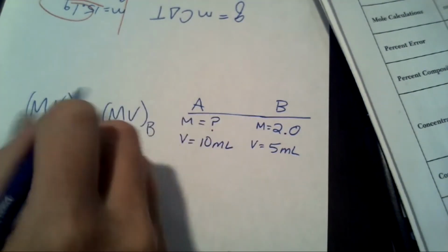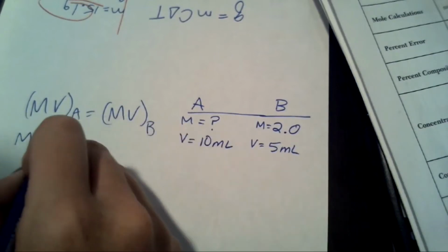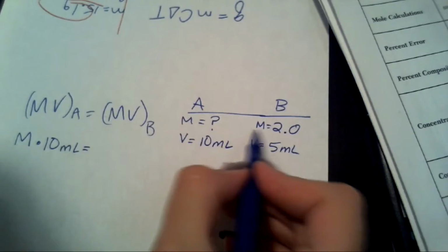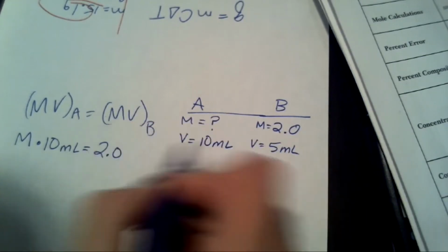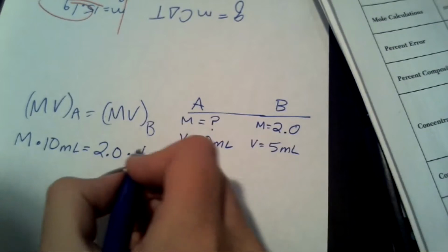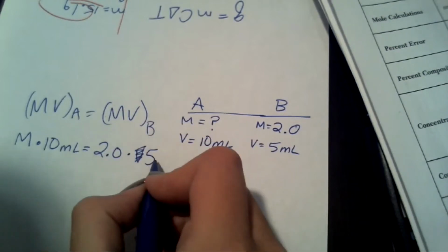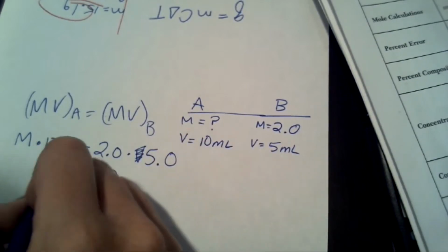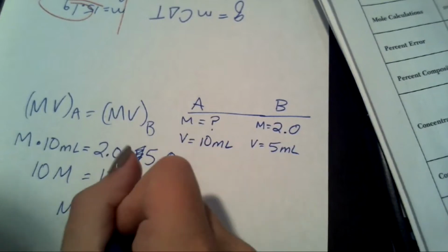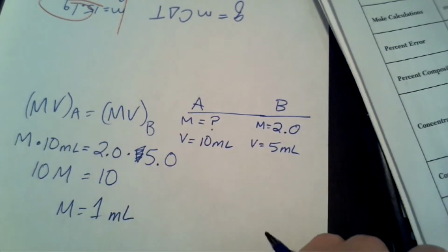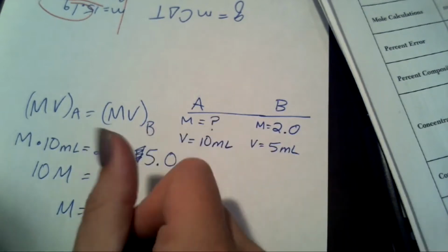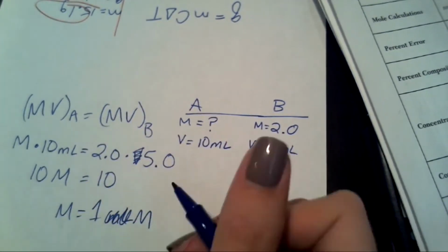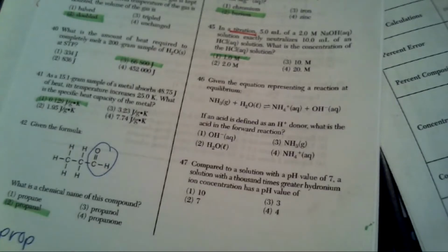Molarity of the acid times the volume of the acid is going to be equal to the molarity of the base times the volume of the base. That's not what I wanted to do. I wanted to do 5. 2 times 5 is giving me 10. This is 10 M. M in that case is equal to 1. Not milliliter. Molar. This is a 1 molar solution of sodium hydroxide. That is choice 1. Simple multiplication.